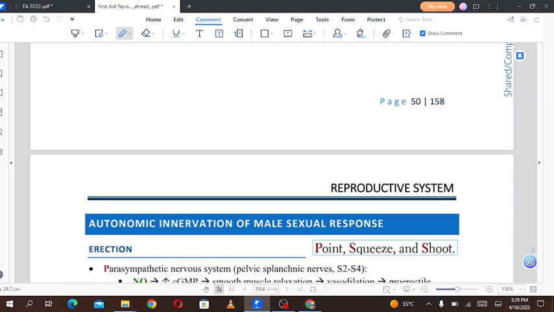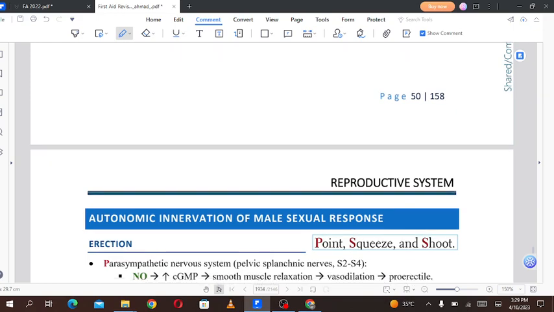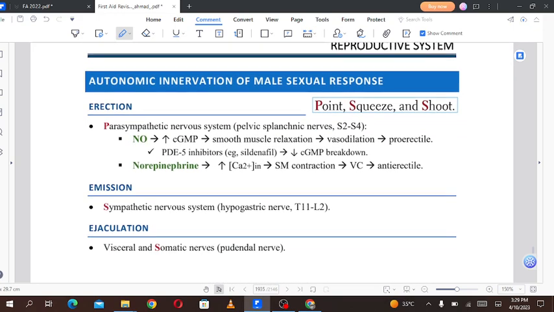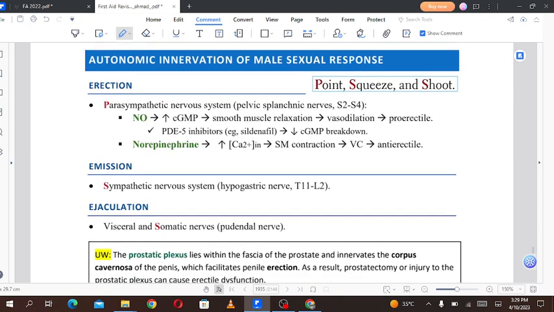Then we have anatomic innervation of the male sexual response. So point, squeeze, and shoot. The erection is basically parasympathetic. Erection is mediated by the parasympathetic nervous system, that is the pelvic splanchnic nerves S2 to S4. Nitric oxide increases cGMP, which leads to smooth muscle relaxation that causes vasodilation, and it is pro-erectile. So nitric oxide is pro-erectile.